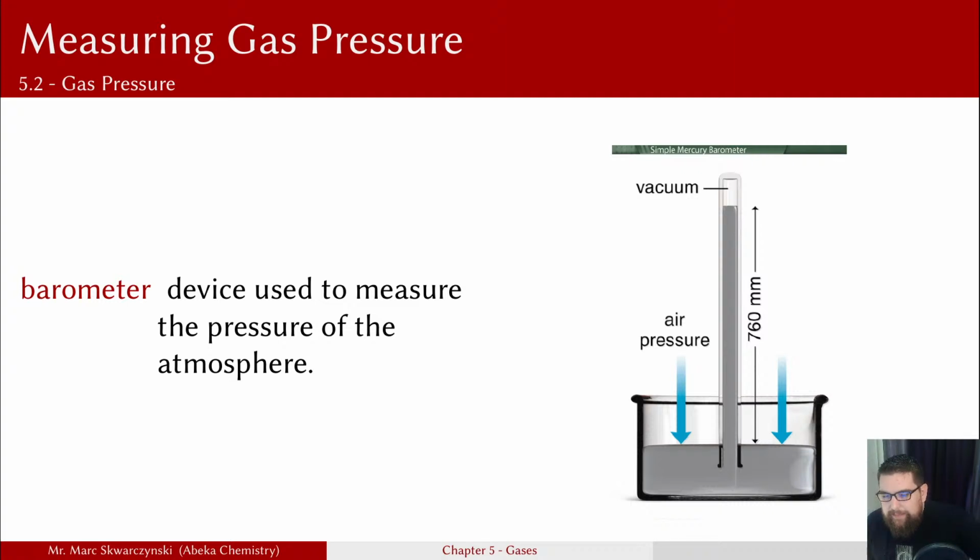The mercury level falls, which leaves a vacuum at the top of the tube, but not all the mercury runs out into the dish. Instead, a column of mercury in the tube is supported by the pressure of the atmosphere on the mercury in the dish. The greater the atmospheric pressure, the greater the height of the mercury column.